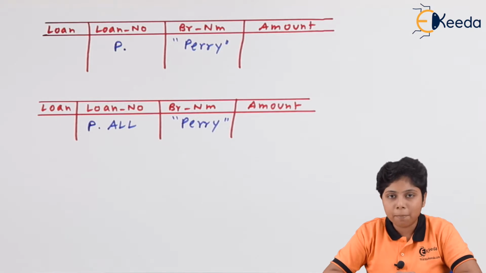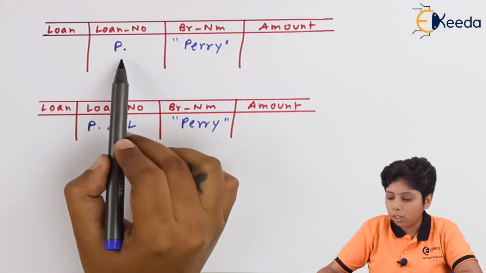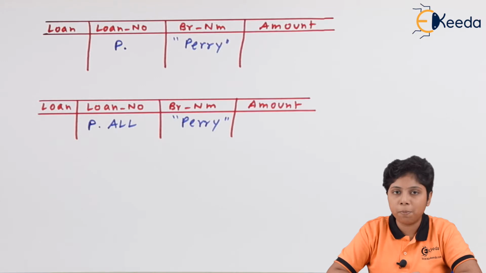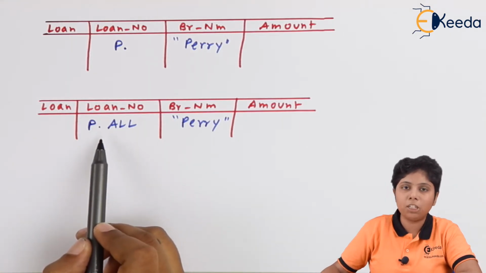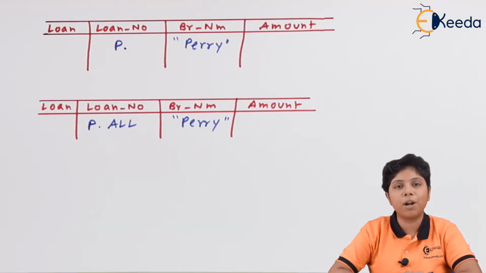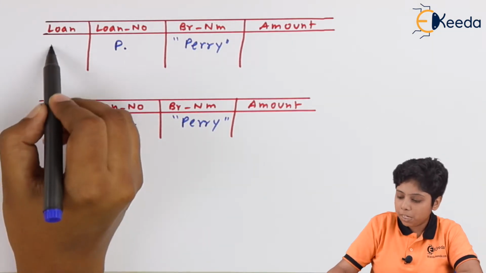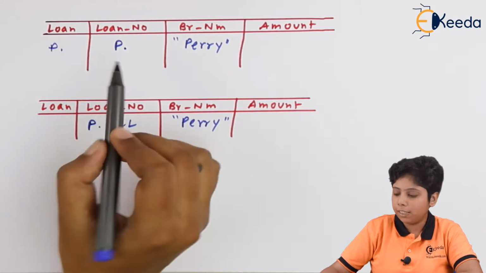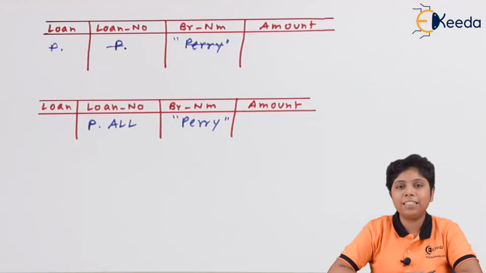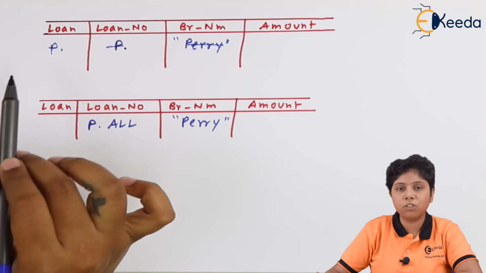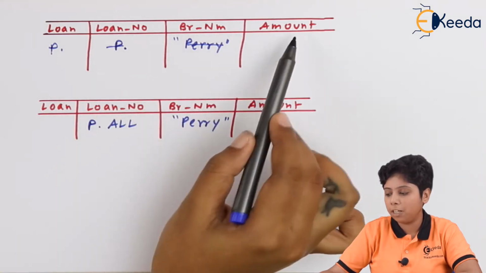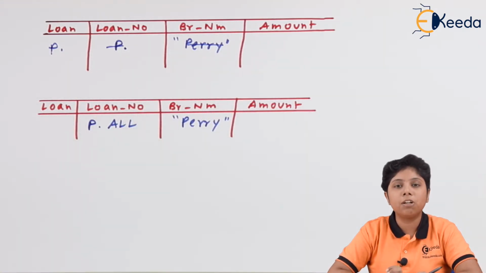This query by example will result in all the loan numbers that have branch name Perry, and the other form will also result in all the loan numbers that have branch name Perry. Now if I want to display all the details of a loan relation, then we need to write just P. here. So instead of using this one, I can use the loan relation with P. to display all of loan number, branch name and amount, which is the resultant table on the loan relation.